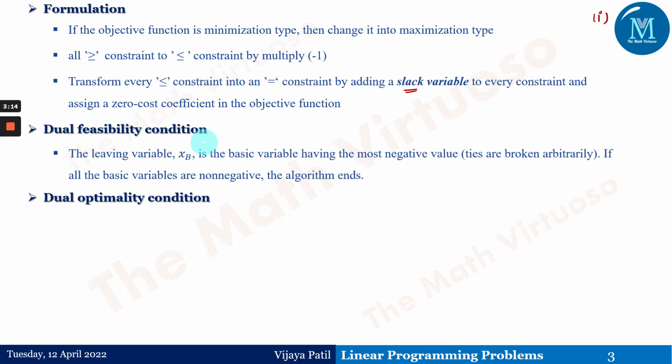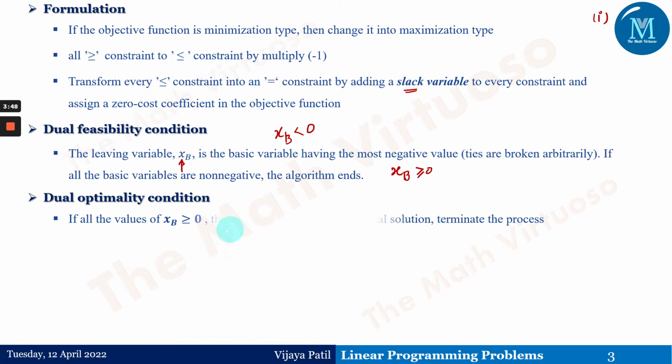Now the dual feasibility condition: the leaving variable xb is the basic variable having the most negative value. If there is a tie, that can be broken arbitrarily. If all the basic variables are non-negative, the algorithm ends. So that means we are starting with xb less than 0. If at all we reach a point where all xb's are greater than or equal to 0, then we have to stop, or this particular algorithm will stop at this point.